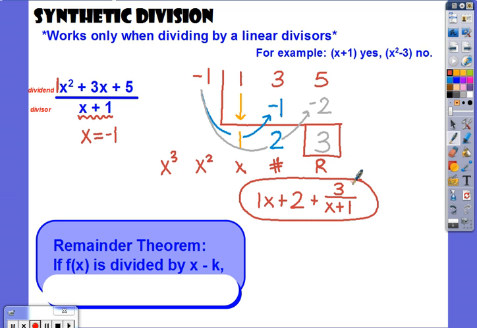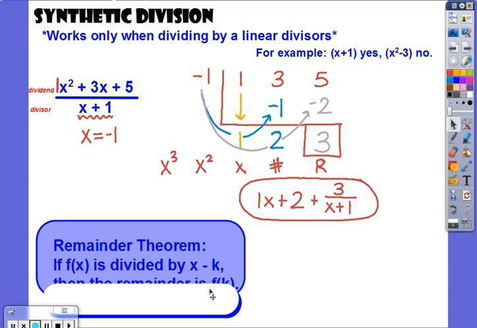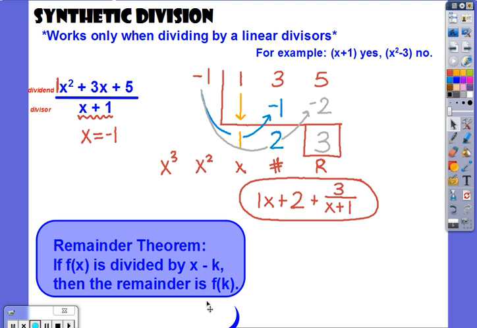Something interesting is the remainder theorem. It says that if f of x, that would be the top one, is divided by an x minus k, in this case k was that negative 1, there's this really neat thing that we learn. The remainder is f of k. That might mean nothing to you, so let me show you what it means.